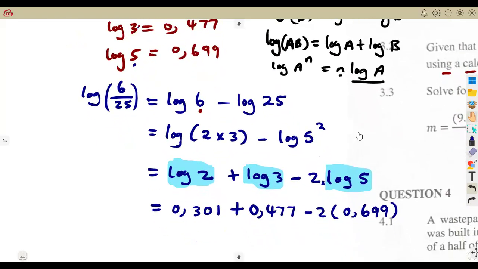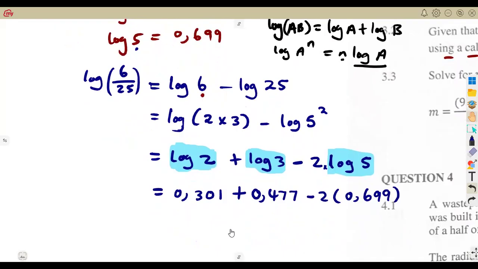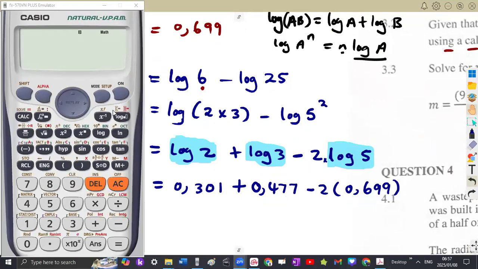They said do not use a calculator, guys. What are they simply trying to say here is that, okay, let me bring my calculator here. What are they simply trying to say here is that do not just take your calculator and simplify log 6. It was log 6 over 25. Do not just take your calculator and simplify like this, log 6 over 25. No. That is what they are saying.